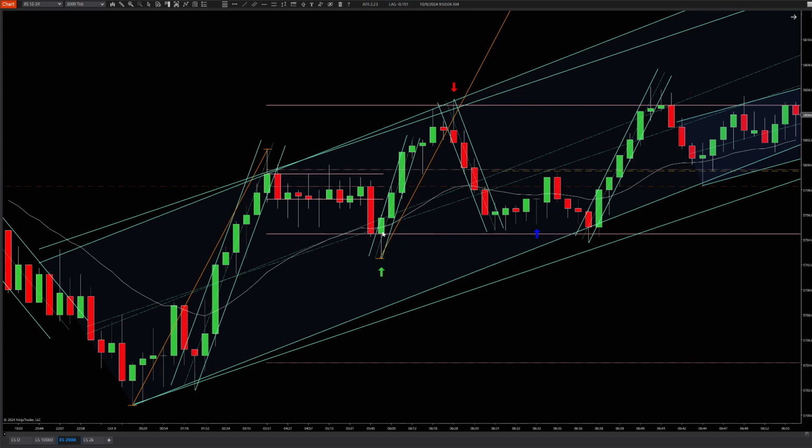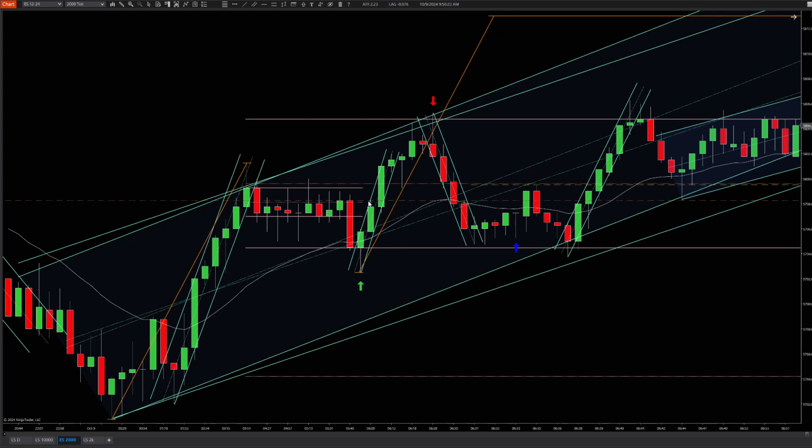The only reason I marked it green is that you don't have a ton of space to the channel, and it's possible that the channel was like this and that you could end up hitting this and rejecting. So that's the only reason I marked it green. You don't really know for this range if it's going to be higher or lower. But good setup overall.